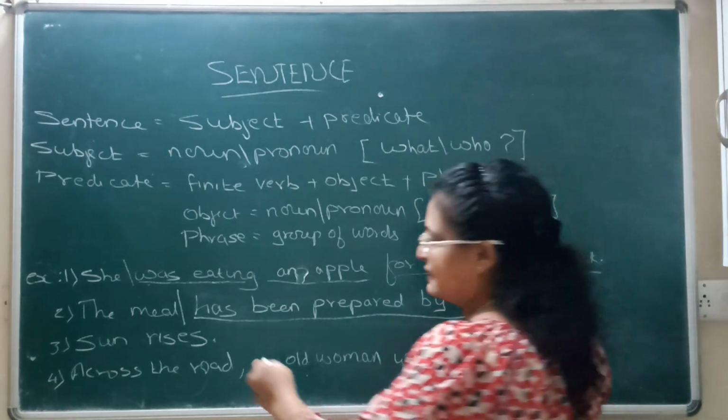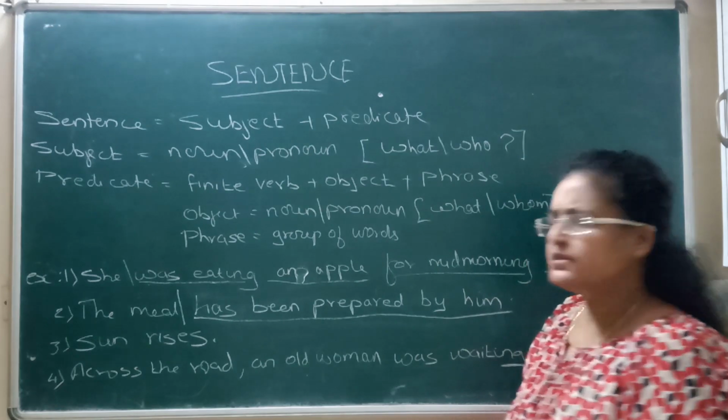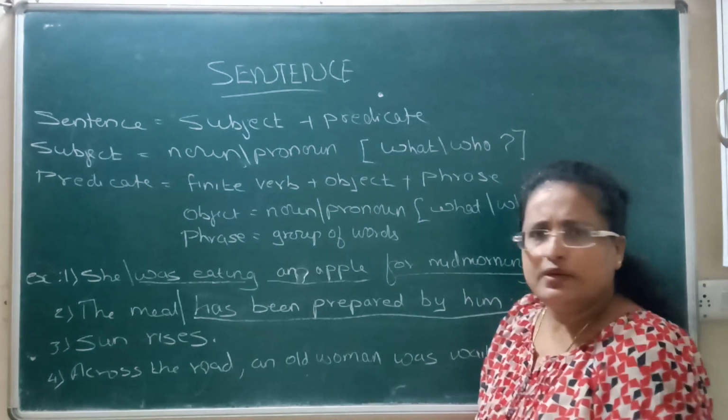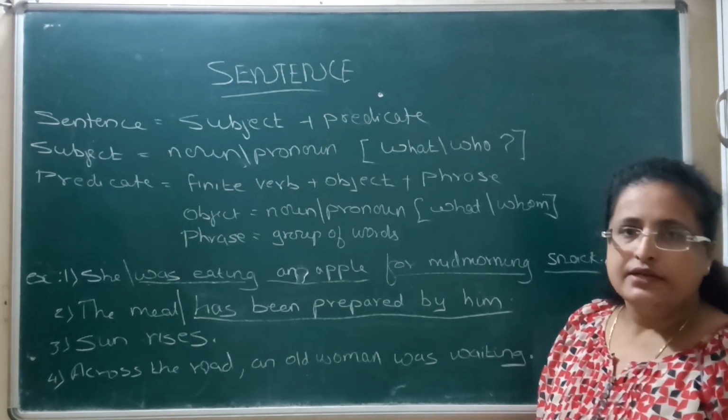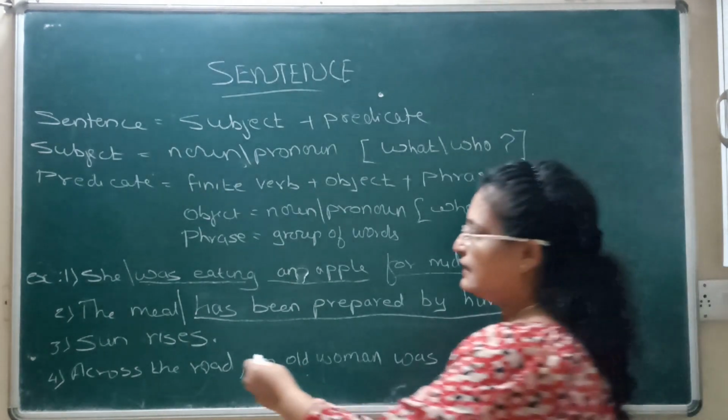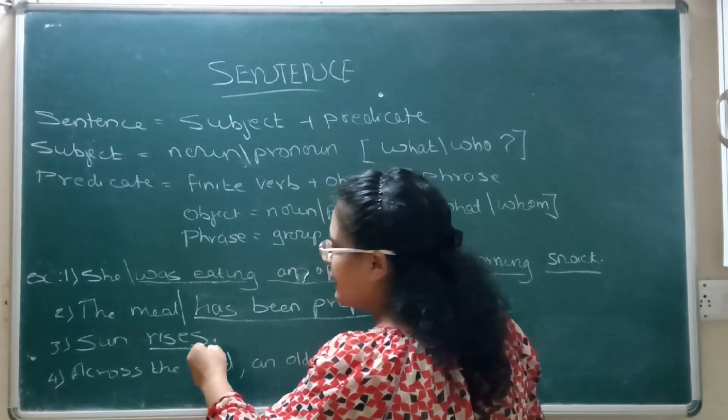Now let's see the next sentence. Now see, the next sentence is a very small sentence. You say, अरे दो word का भी sentence बनता है. Obviously, see here, sun rises. Now, what's the finite verb here? Exactly, it is rises.